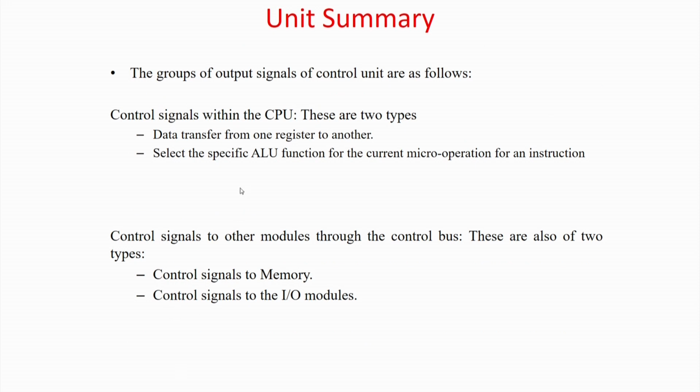Output signals can be classified in two types. First, control signals which are inside the CPU, like for example, you want to add two numbers. So, the ALU has to be commanded, and you can select the specific ALU function for the current micro operation, like add. In that case the control unit will generate some signals which are required only for the ALU to function. So, it is an internal control unit signal. Similarly, if you want to transfer data from one register to another, you need not send any control signal outside the control unit. So, this is some type of internal control signals.